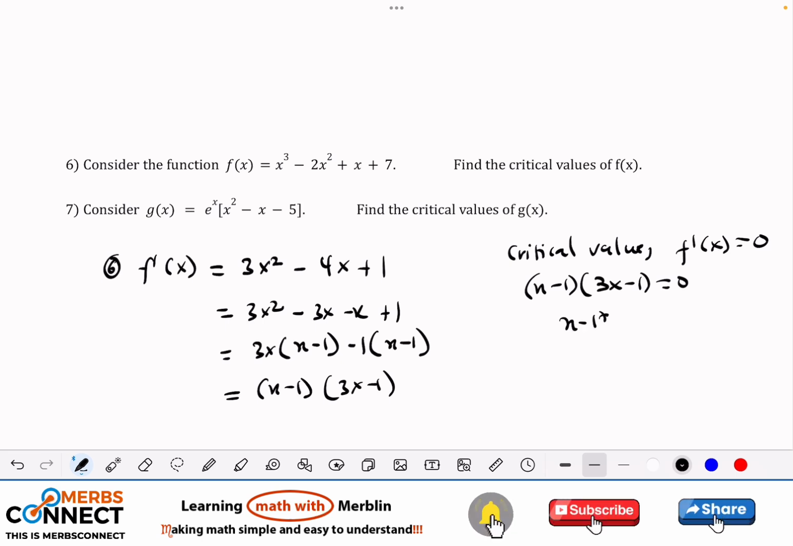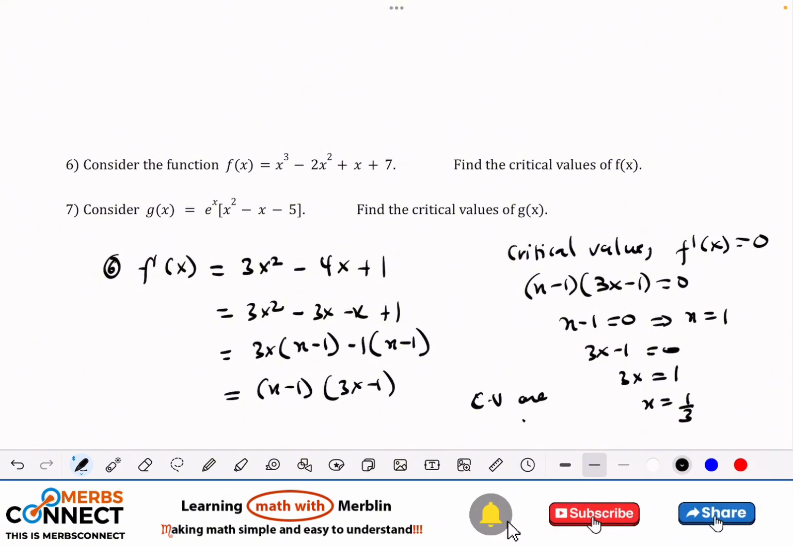So x minus 1 is equal to 0. This implies that x is equal to 1. Then 3x minus 1 is also equal to 0. 3x is equal to 1, and x is equal to 1 over 3. So the critical values are x is equal to 1 and 1 over 3. So that will be the critical values for the 6. So when they ask you to find the critical values, just differentiate the function and look for the values of x that will make the derivative equal to 0.